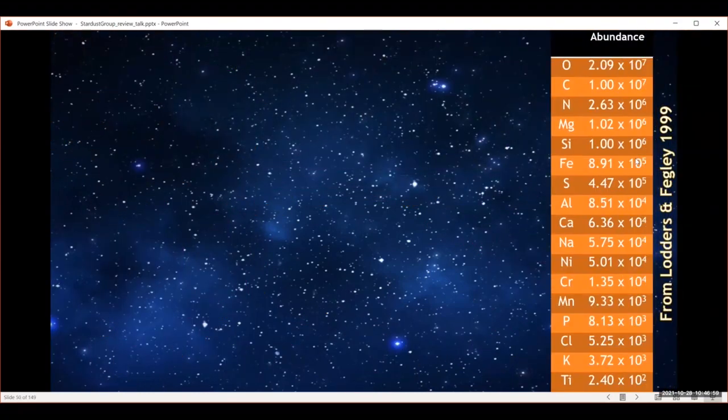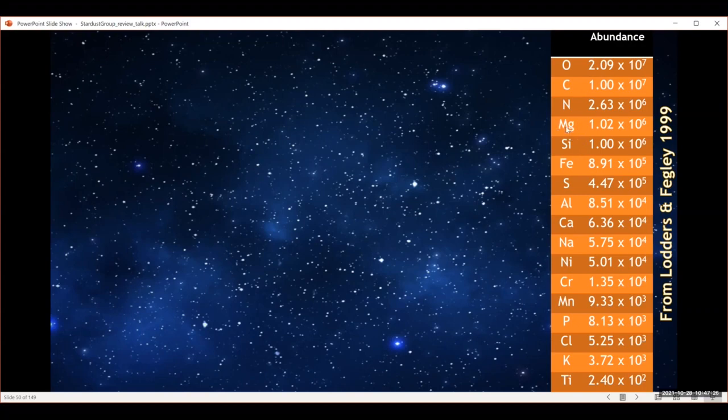Now, I want to talk about how much material is available. So this is basically solar abundances. This is what it is like in the solar system. So we've got a little over twice as much oxygen as carbon. This is all normalized to silicon of 1 million atoms. So for 1 million atoms of silicon, we've got over 20 million oxygen, about 10 million carbon, and so on.